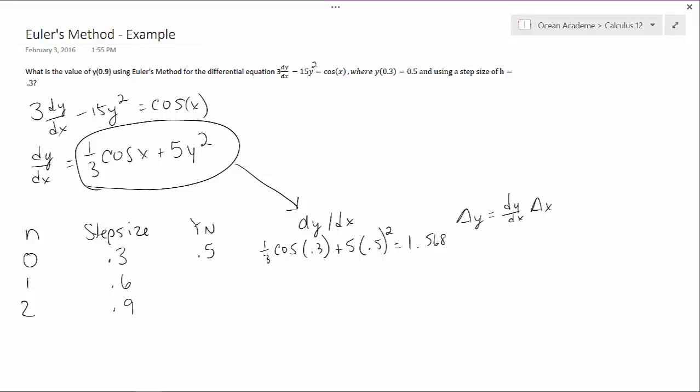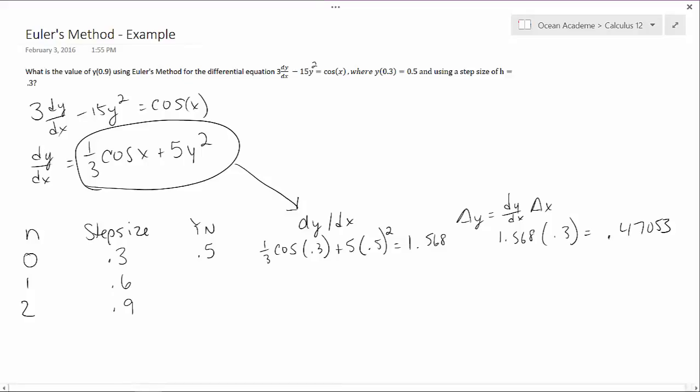Now our change y is our dy over dx, so that's 1.568, and we're going to multiply that by our change x, which is our 0.3. So we get a value of 0.47053. Now we go on to our next row.